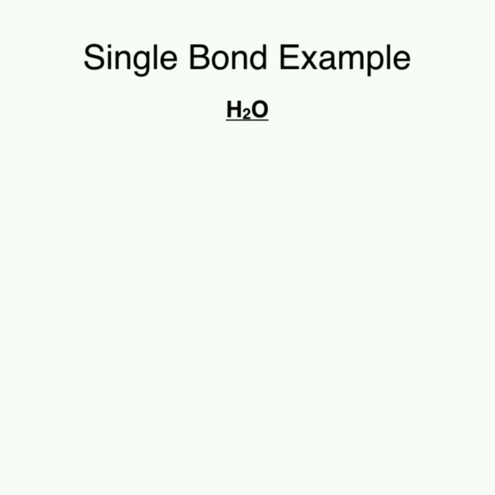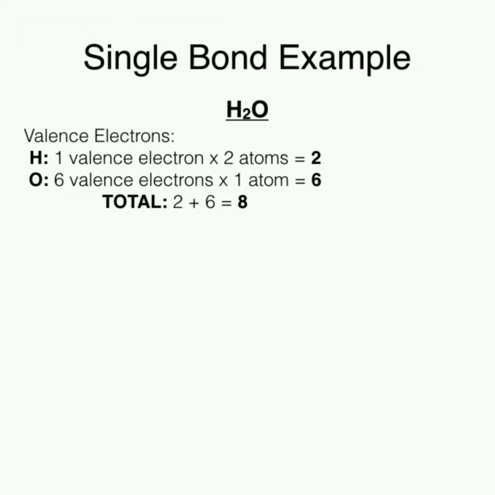Let's take a look at H2O as our first example. To begin, we'll count the number of valence electrons. 2 hydrogen atoms with 1 valence electron each, plus 1 oxygen atom with 6 valence electrons gives us 8 total valence electrons. We can now move on to drawing.